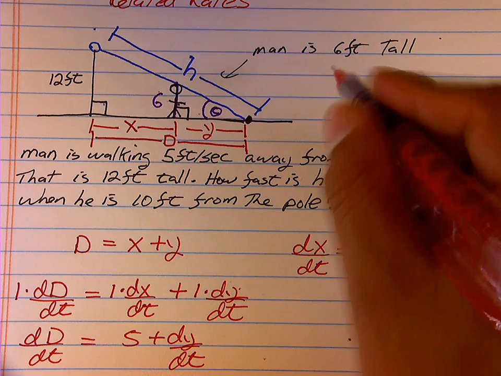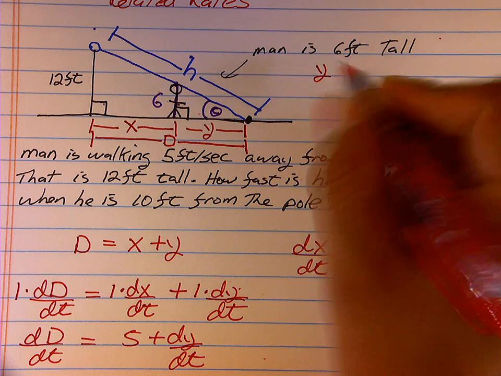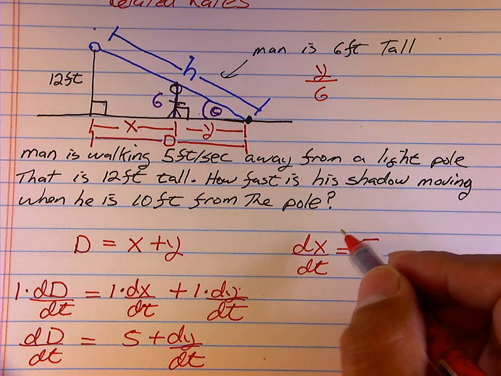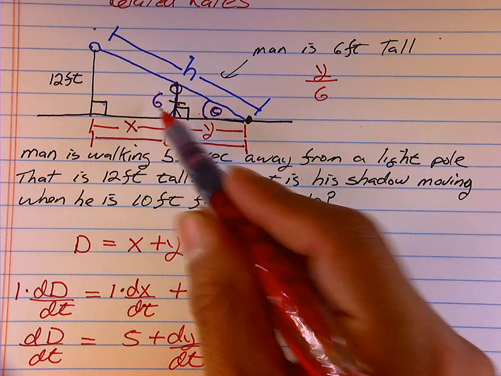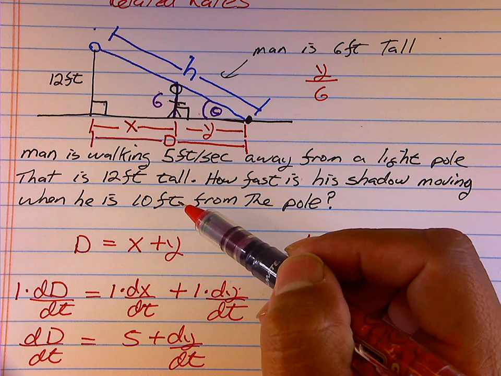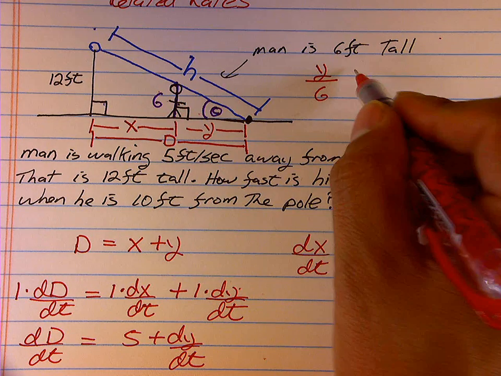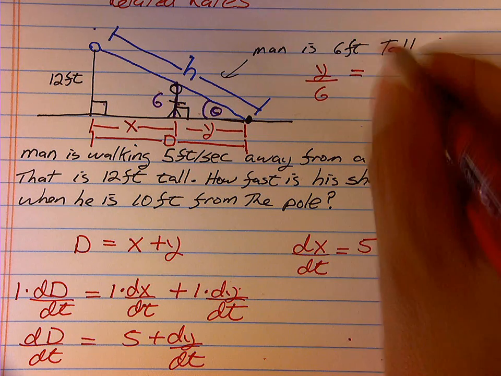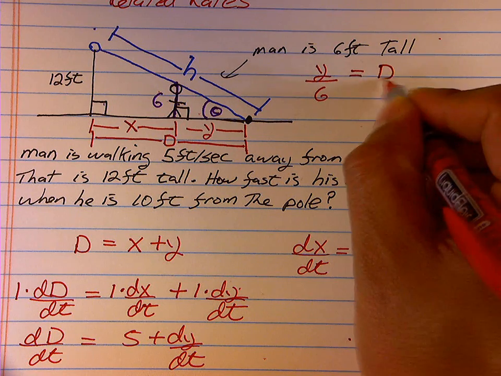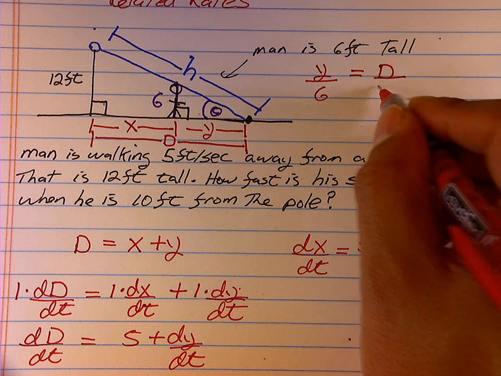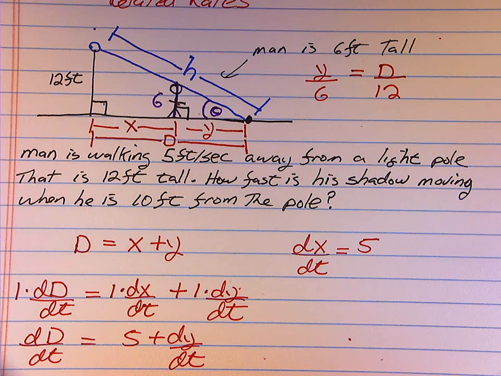knowing that y over 6, which is the cotangent of theta, is equal to d over 12. The cotangent of theta for the larger triangle. Same theta. So the cotangent will always be the same.